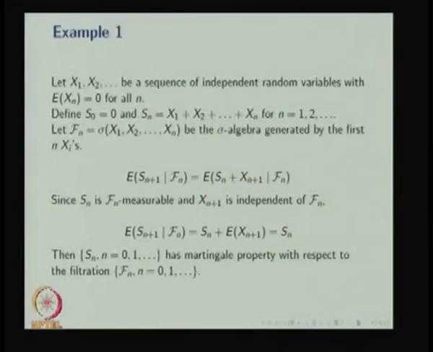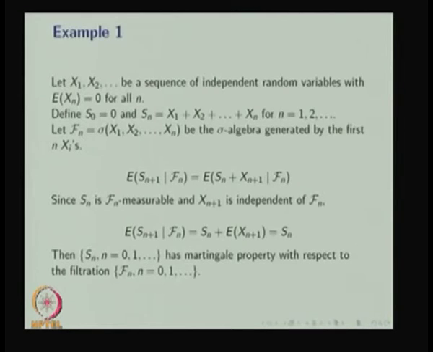Now we are going to consider a few examples. Example 1. Let x1, x2, and so on be a sequence of independent random variables with the expectation of xn equal to 0 for all n. We are not giving the distribution of the random variables. We have said it is a sequence of random variables and all the random variables are mutually independent. And you know the expectation of the random variable is equal to 0 for all n.